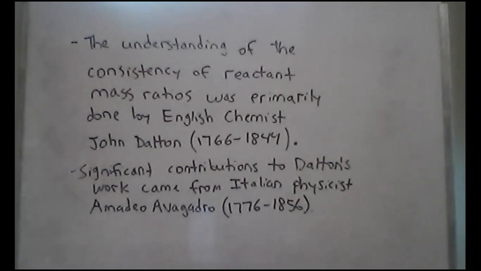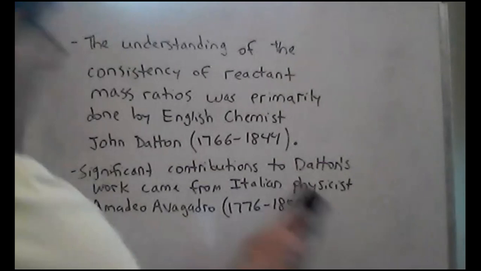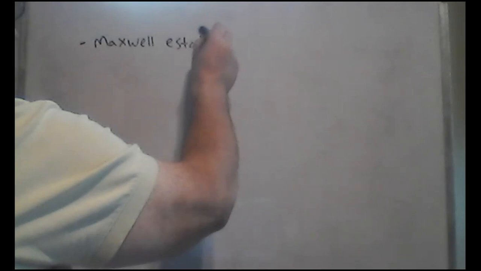But again, there was Avogadro's constant that we use so much in chemistry. It was not until 1865 that we had a good value for Avogadro's constant. So again, we had great work. You go into the 1800s, there was the work done by Maxwell. So Maxwell established the kinetic theory of gases.